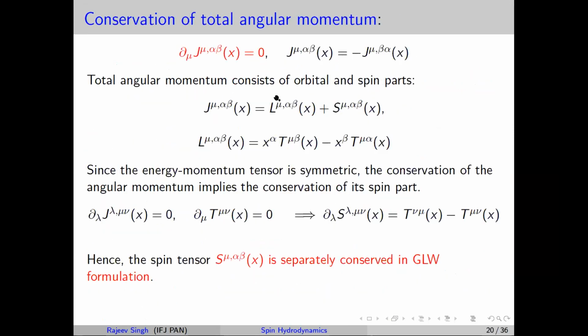Yeah, we know the form J equals L plus S, and if we differentiate this equation, we will get the form del mu S equals T nu mu minus T mu nu. So to make the spin conserved, we have to have this symmetric energy-momentum tensor. Otherwise, the spin will not be conserved.